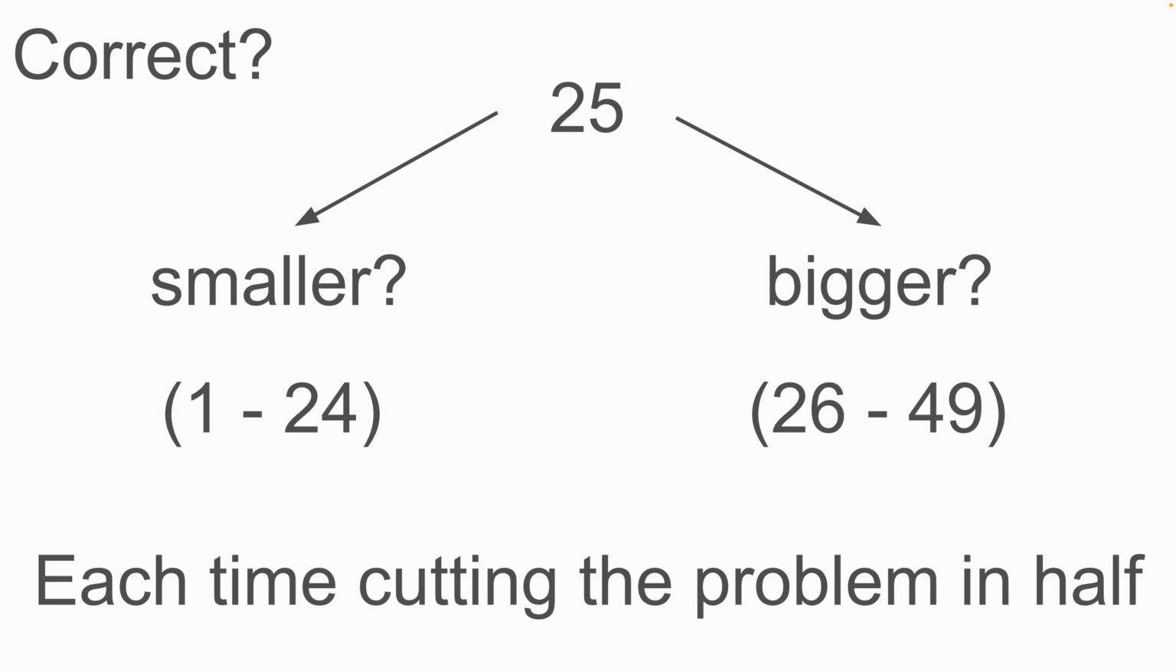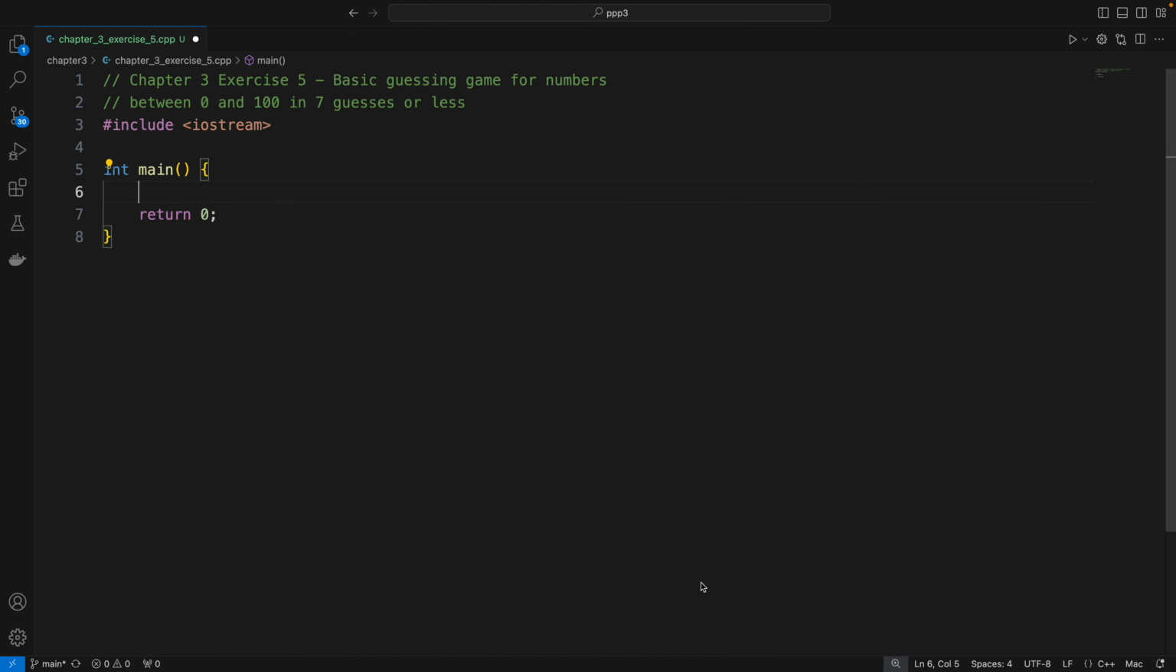We've seen roughly how it works. We've seen how the divide and conquer approach works. And now we can take this idea and translate it into code, with the actual solution for chapter 3, exercise 5. So the things we're going to use: an int guesses is going to be 0. And we know that it's going to be limited to 7. We'll talk about that a little bit later on.